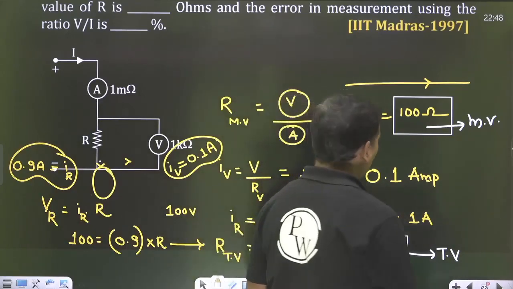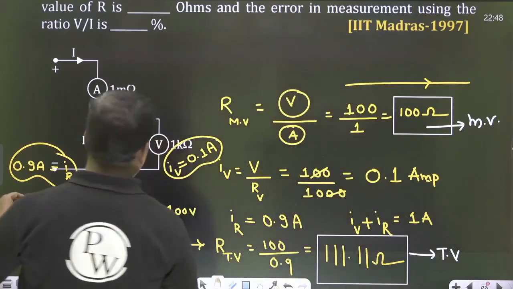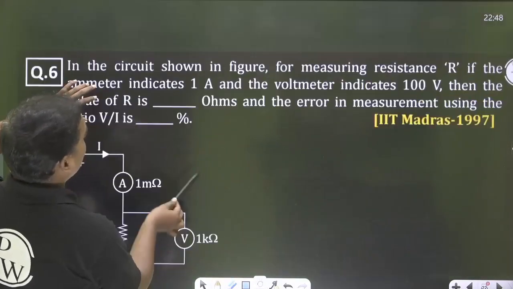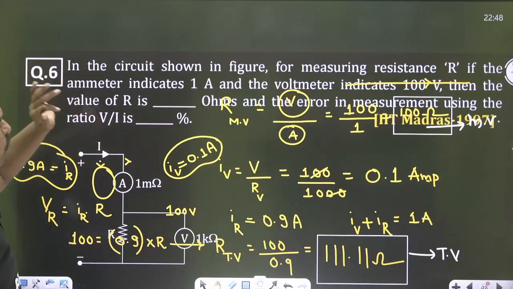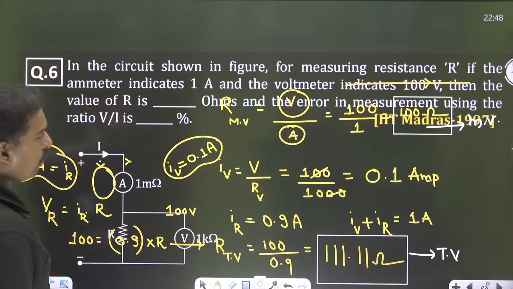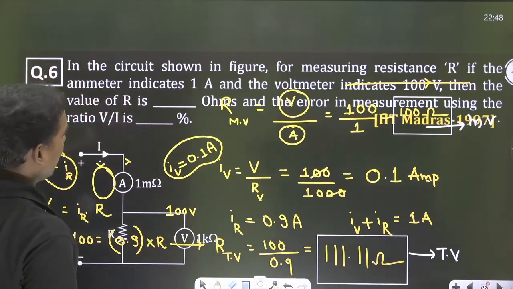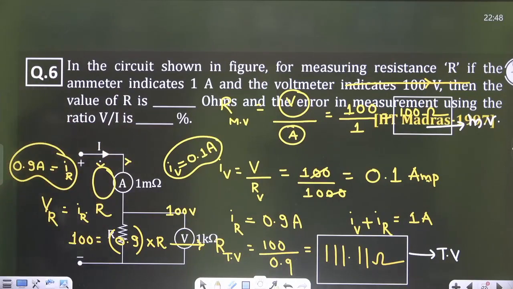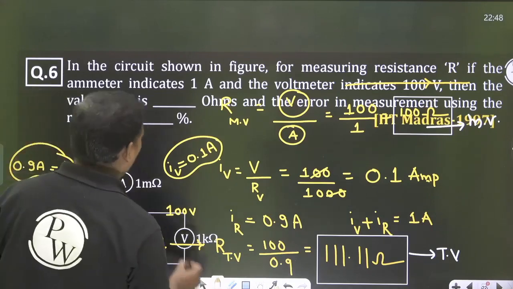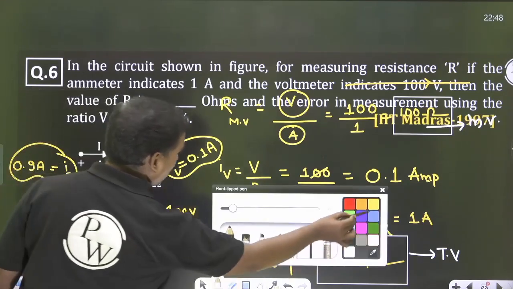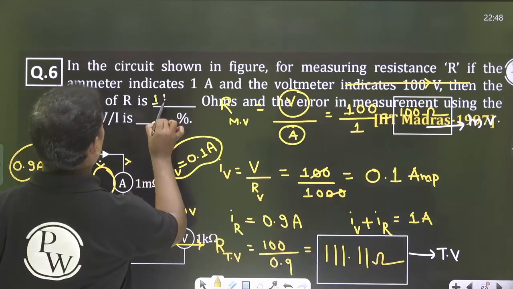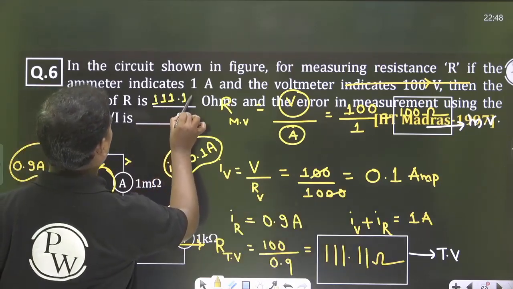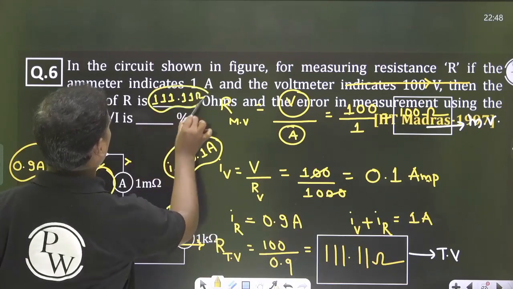So from this, what is the question asked? In the circuit shown in the figure for measuring the resistance, he is asking the value of R is dash ohms. So the value of R is 111 point. Please write the true value, because he is asking the true value, not the indicated value. So the value of R is 111.1 ohms. The answer for the first question.